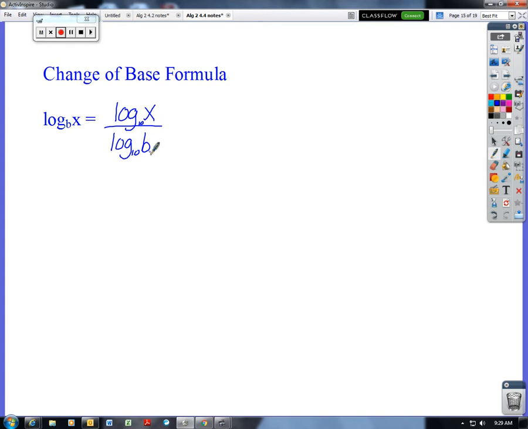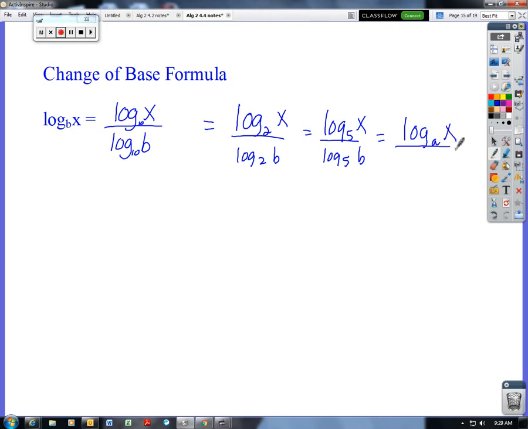You can actually rewrite these using any base you want. So you could do log base 2 of x over log base 2 of b. Or you could do log base 5 of x over log base 5 of b. You can use any base you want as long as the base is the same. So in general, you can do log base a of x over log base a of b.